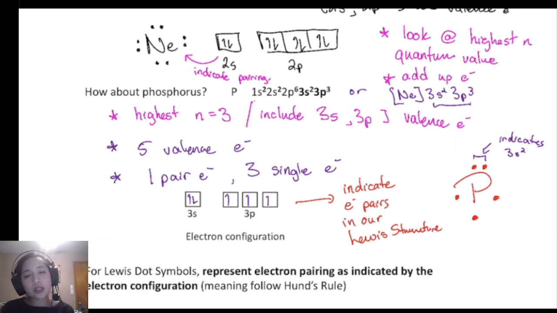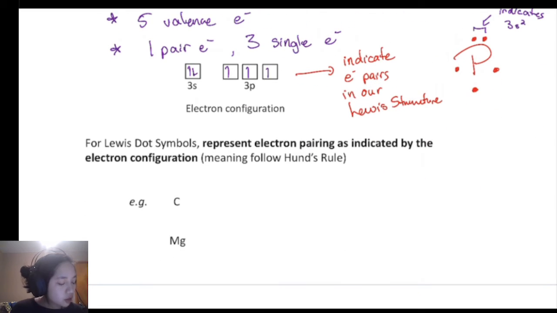When you put electrons around the Lewis dot structure, you can't just put dots around it to your heart's content. You have to think about it, and those dots actually do mean something when it comes to electron pairing. So keep in mind Hund's rule and how that works. A couple more examples here. For Lewis dot symbols, you have to represent electron pairing as indicated by the electron configuration, meaning following Hund's rule.